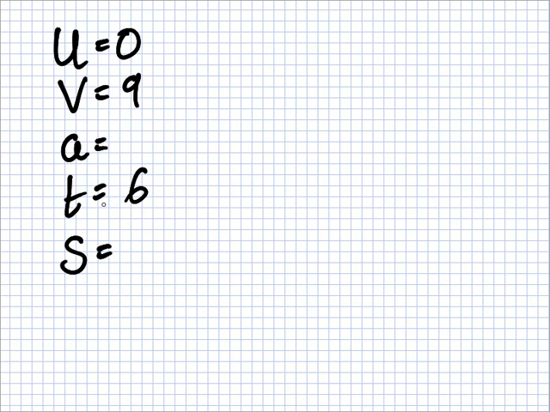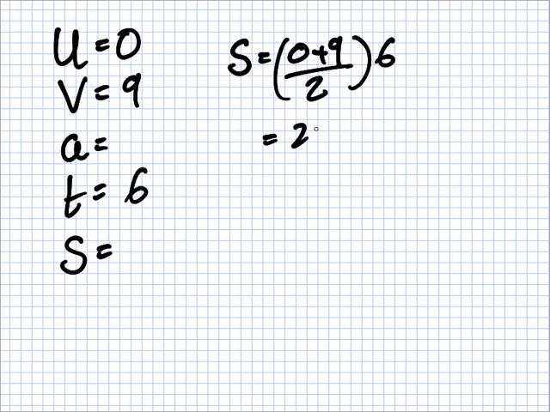Do you think V squared equals U squared plus 2AS? No, because we don't know the A or the S in that equation. No, the S equals U plus V over 2 times T. Yeah. S equals U plus V over 2 times T, which is 27 meters.